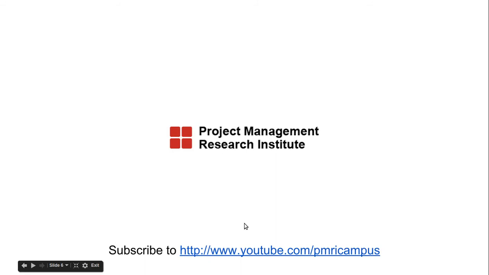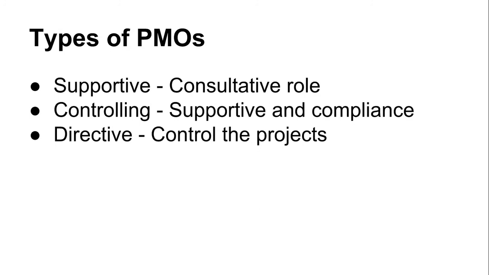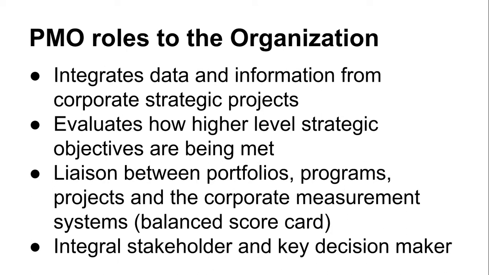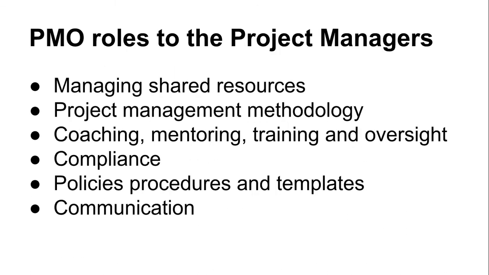So to summarize, we understood the definition of a PMO. A PMO is a centralized unit which oversees the project management of the various project management components within the organization. There are three types of PMO. We said we have supportive PMOs, controlling PMOs, and directive PMOs. And PMO's roles to the organization we discussed, and the PMO roles to the project managers also we discussed.